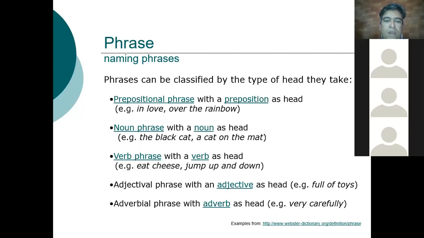Ok. Tenemos las adjectival phrases with an adjective como inicio. Full of toys. Yes? Full of toys sería un ejemplo. Y un adverbial phrase sería con un adverb. Acuérdense que hay adverbios de cantidad, de modo, de tiempo, de frecuencia, de negación, de duda, de interrogación, todo eso. ¿Ok? En este caso, very es un adverbio de cantidad.